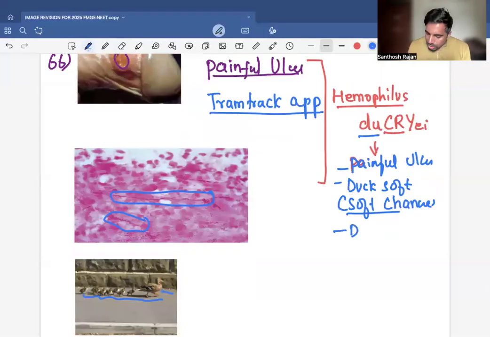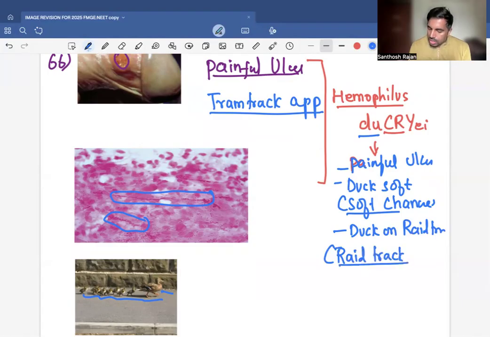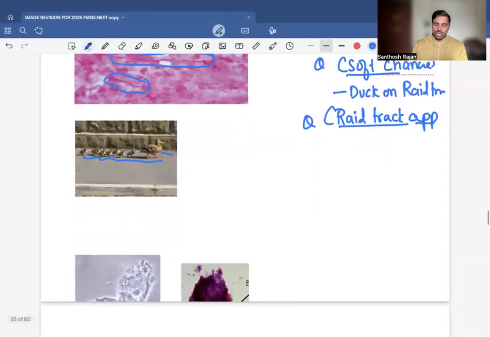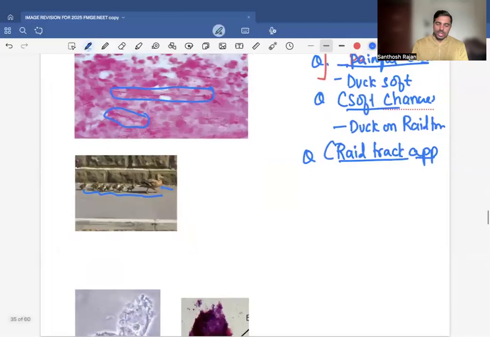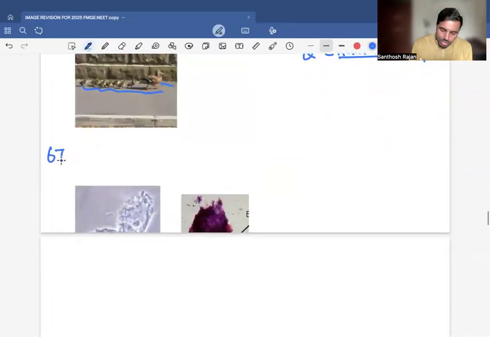So the ducts are going in a track. Ducts on rail track or tram track. Rail track. So do you call it tram track or rail track appearance? On Gram stain, rail track appearance. All are questions. Okay, painful, and the most important is painful, and it is called Haemophilus ducreyi. That's it. Okay, these are frequently asked questions. You can expect all these things. Now this is very, very important. Again, frequently they'll ask you this question.